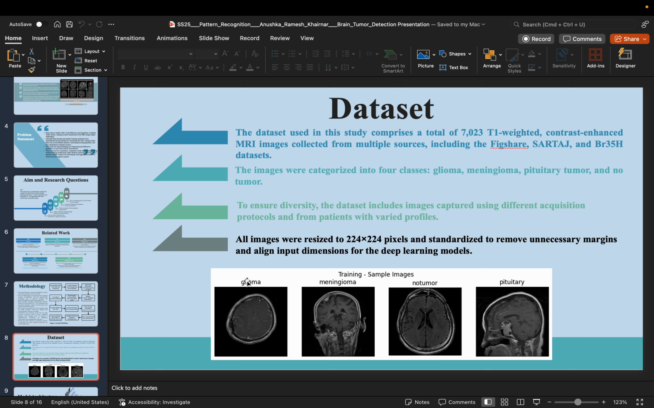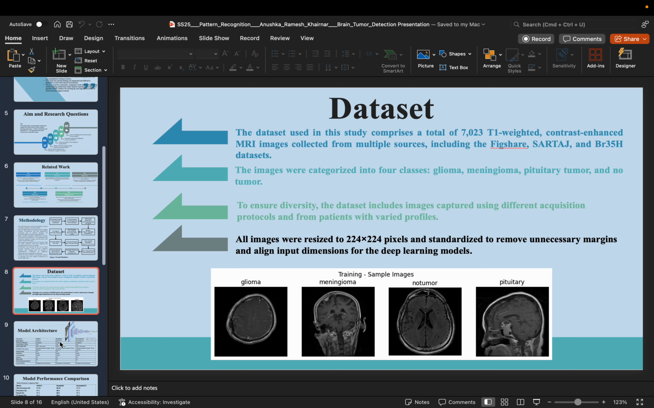This is about the data set. The data set used in our study includes 7,023 contrast enhanced T1 weighted MRI images collected from multiple public data sets like Figshare, SARTAJ and Br35H. To ensure diversity, the images were collected from various acquisition protocols and patient profiles. They were categorized into 4 classes. These are important, so I'm now going to tell you the names. The first one is glioma, then meningioma, then no tumor and pituitary.